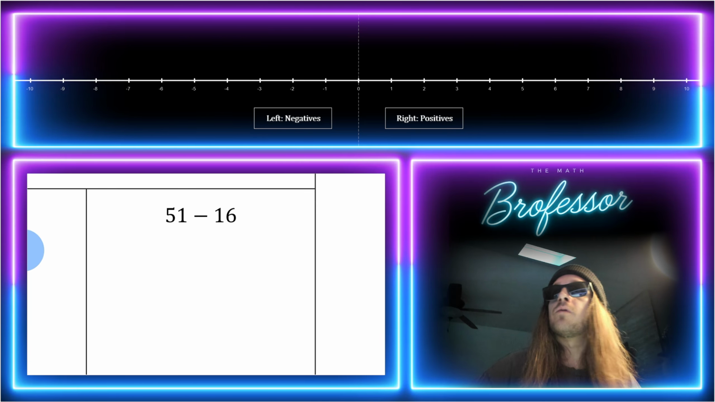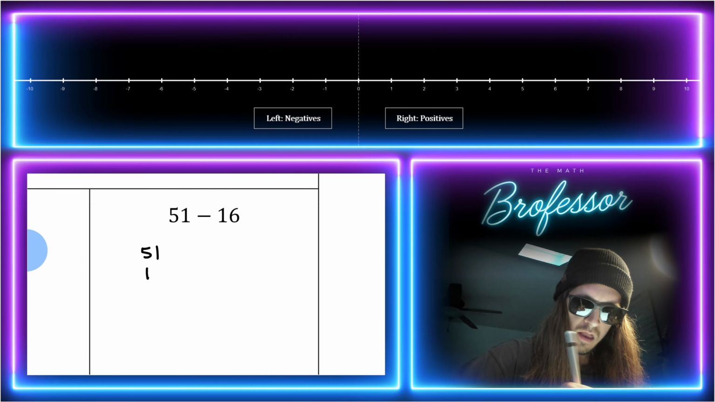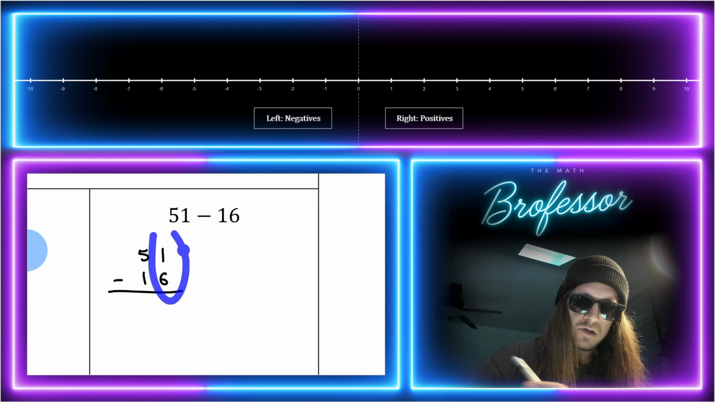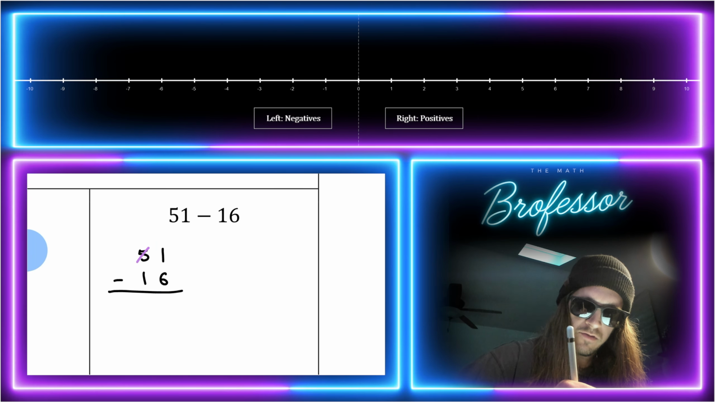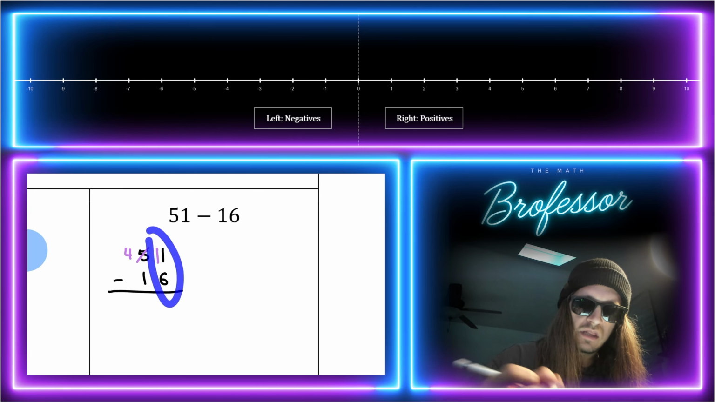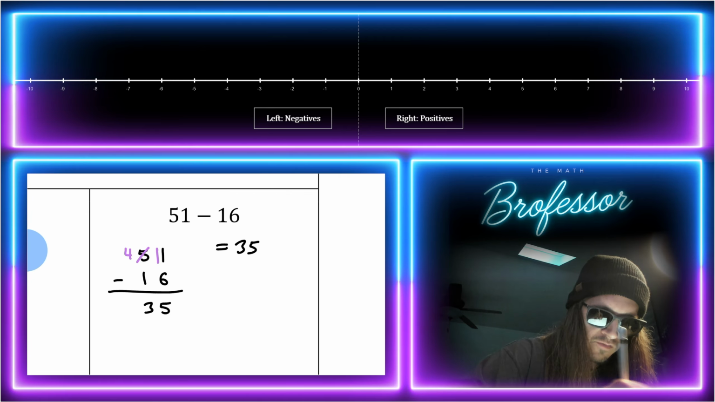And then we have 51 minus 16. I'm spreading out the numbers here to give myself some more room, because we can't do 1 minus 6 without going negative. So I need to borrow 1 from the 5. The 5 will go down to a 4, and my 1 will become an 11. So 11 minus 6 is 5, and 4 minus 1 is 3. So this is 35.